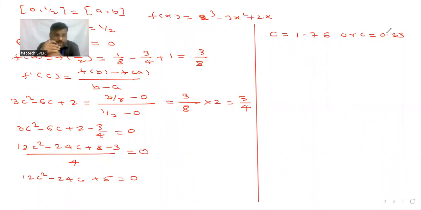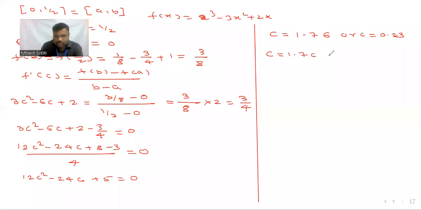By using the scientific calculator, just see how we calculate. Press shift, mode button 3 times. We get the equation mode and then the degree, degree 2. Just put the coefficient of c square, 12, the coefficient of c, minus 24, and the constant 5. Put these, we got this type of answer, 1.76 and 0.23. So c is equal to 1.76.